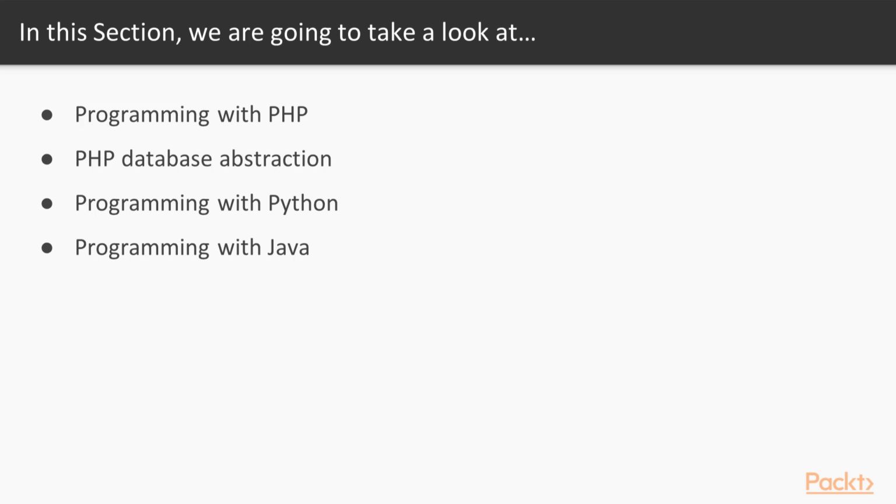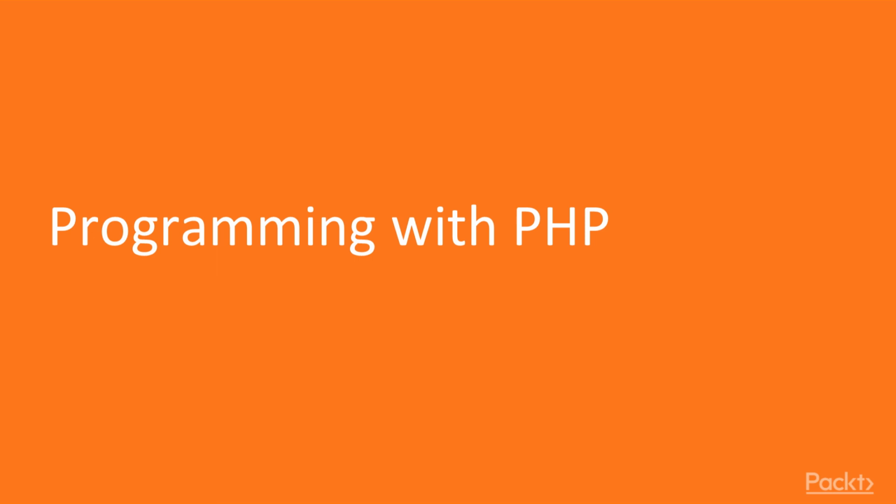In a second video, we will be using a PHP database abstraction layer to query our database. Then, in the third video, we will be using Python to query our database. And in the last video, we'll have a look at how we can query our database with the Java programming language. Let's get started.